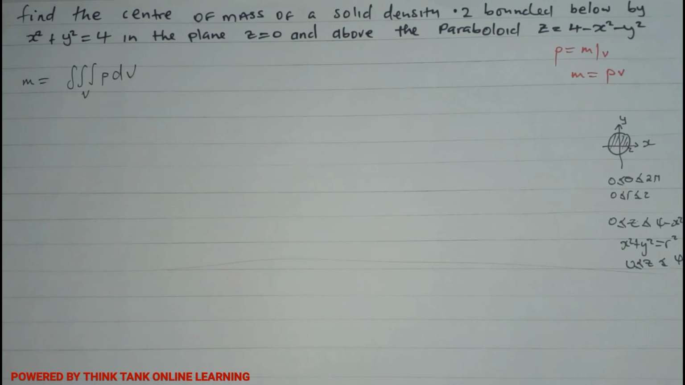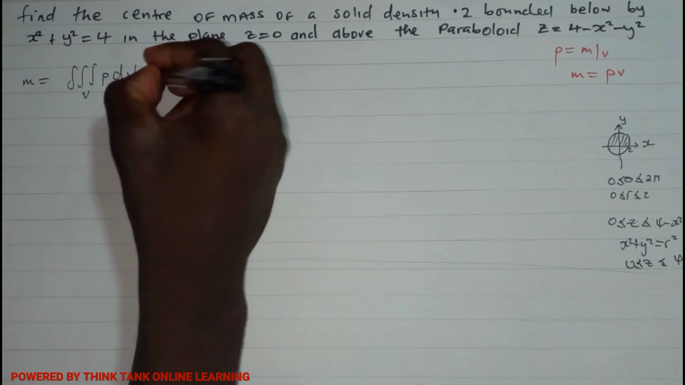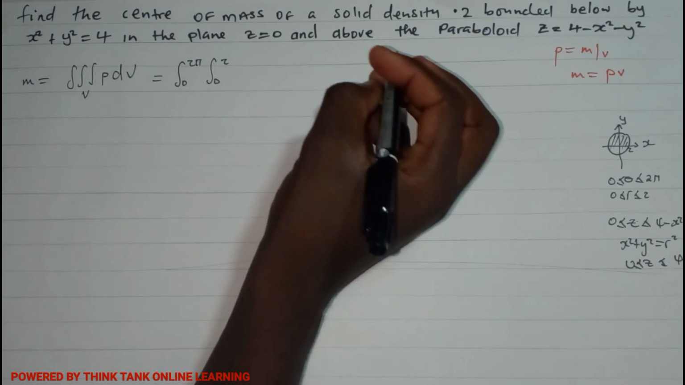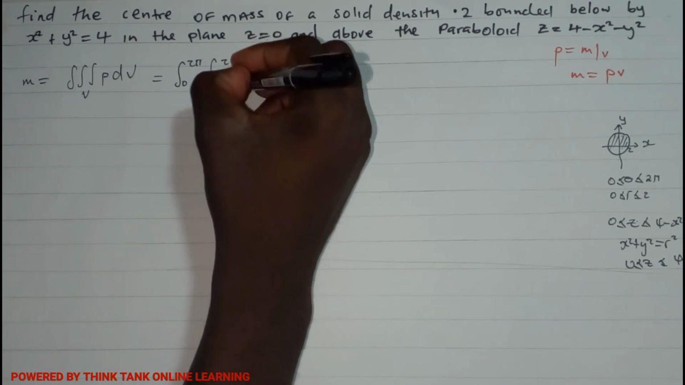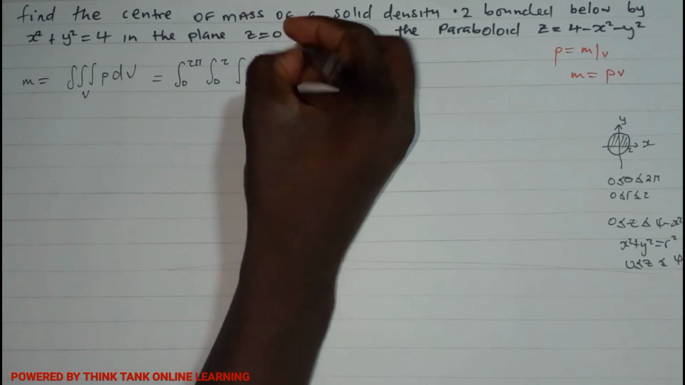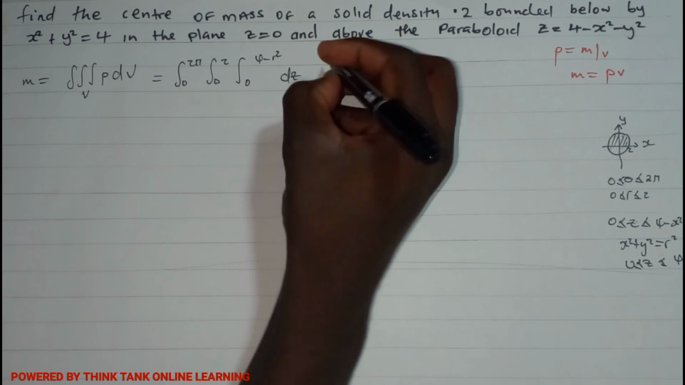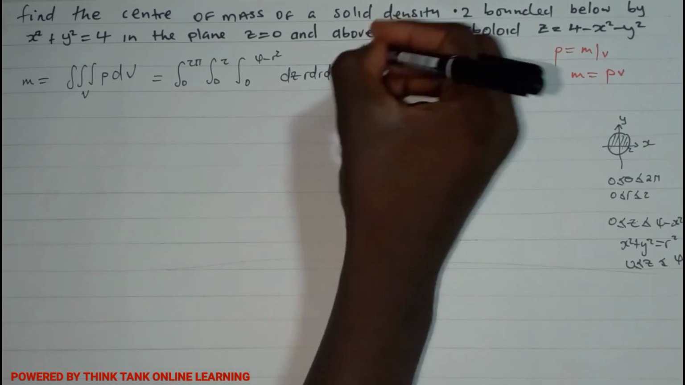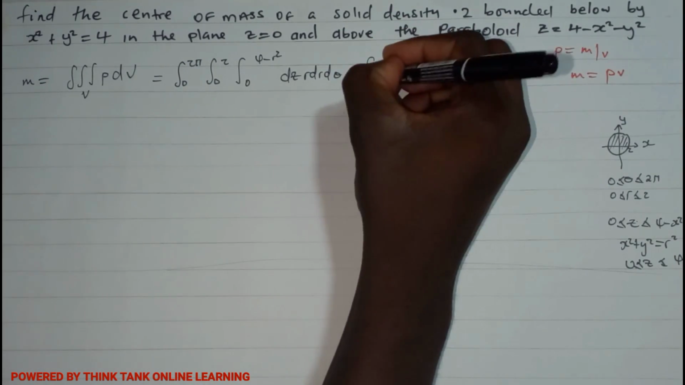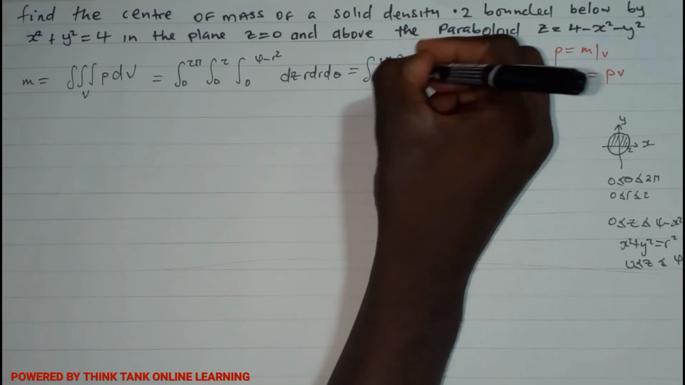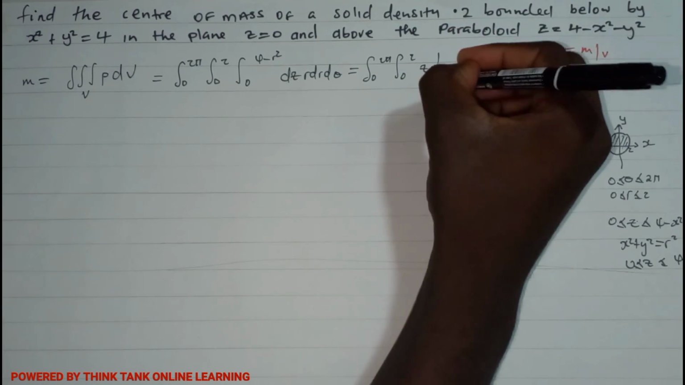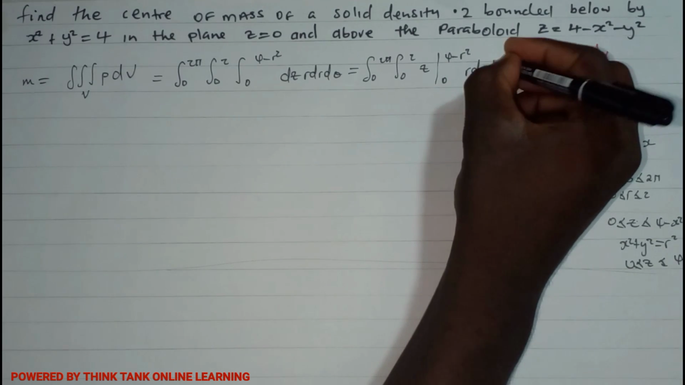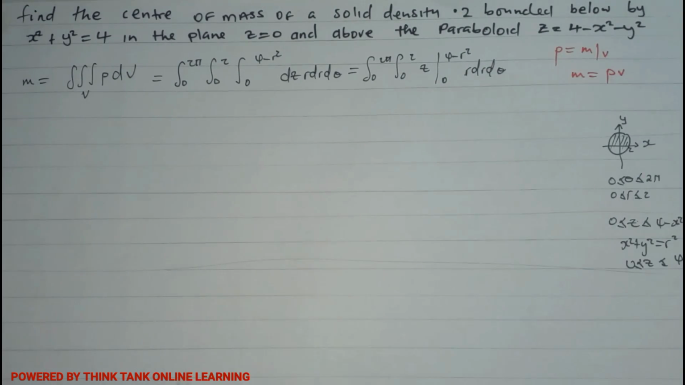So now let's find the mass first. 0 to 2 pi for theta, 0 to 2 for the radius, and for z, 0 to 4 minus r squared, and we're going to have dz, and dy dx is r dr d theta. Now if we integrate with respect to z, from 0 to 2 pi, 0 to 2, we're going to have z, with bounds 0 to 4 minus r squared, and we have r dr d theta. This r is very important, we should not forget it.